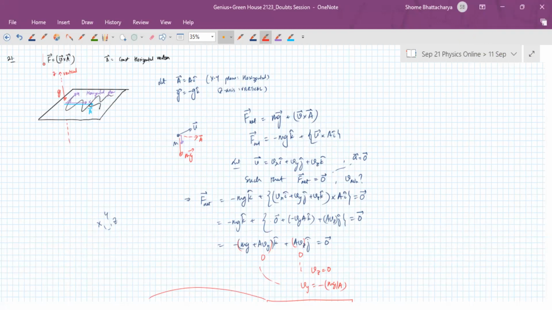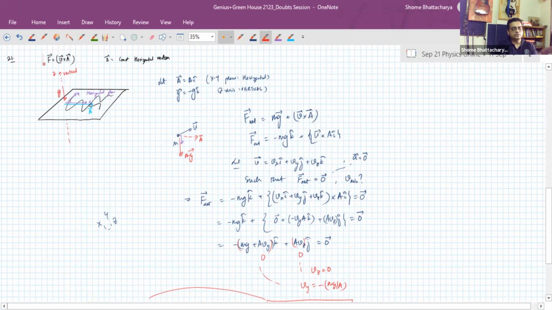So there must be some minimum velocity that we can give it, I mean, minimum magnitude of velocity, so that we achieve the condition that this force F will cancel mg so that the net force will become 0.